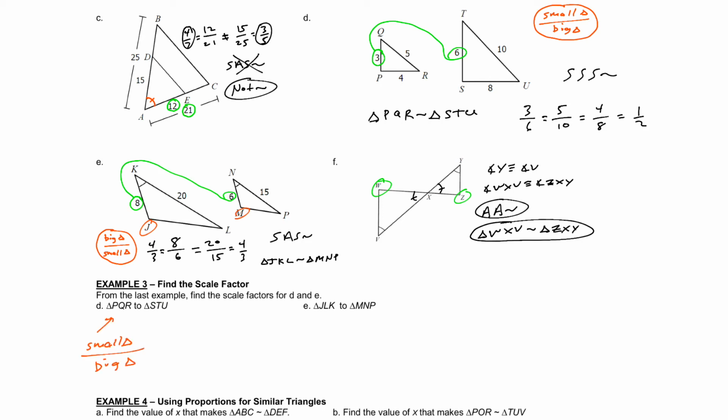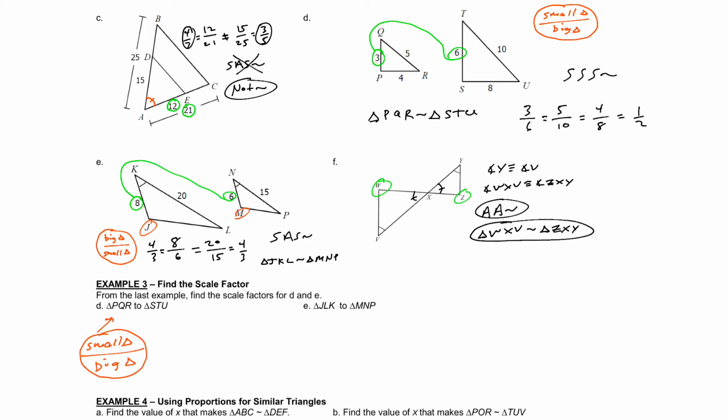This means that we'll need a side length from triangle PQR on top, and then we'll need a corresponding side length from triangle STU on the bottom of our fraction. And so I made a note here for you that we're going to set this one up as the small triangle over the big triangle.